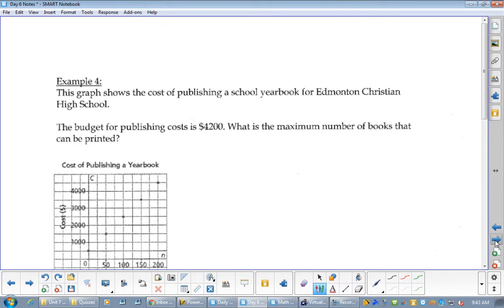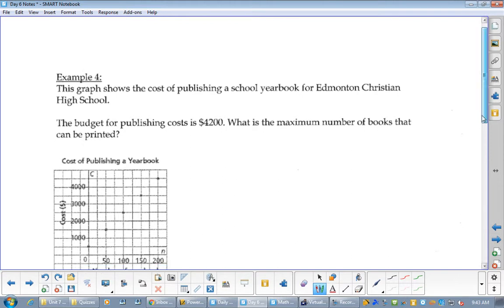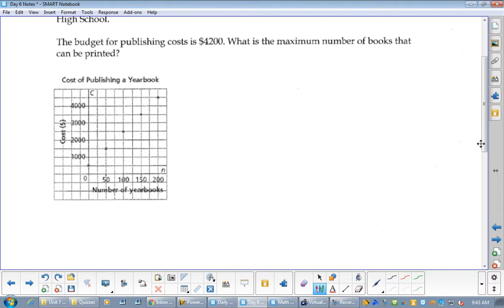Now the graph shows the cost of publishing a school yearbook for Edmonton Christians High School. Okay, got to update that one. Ooh, okay, the budget for publishing costs is $4,200. What is the maximum number of books that can be printed? Now, here is a graph of number of yearbooks and the cost. What's the maximum that can be printed?